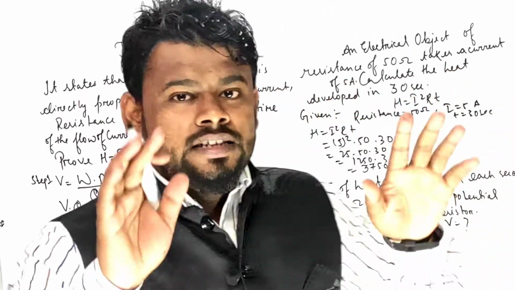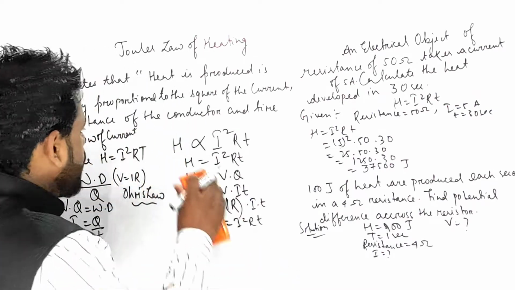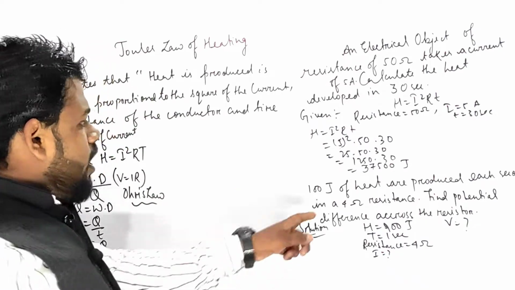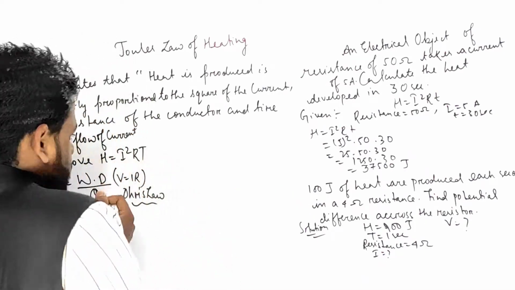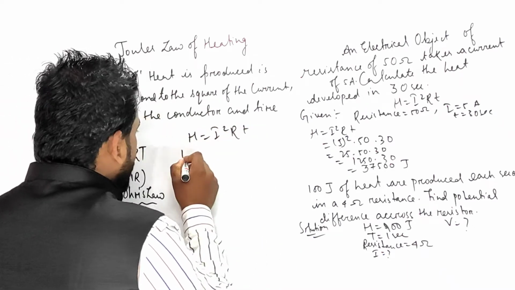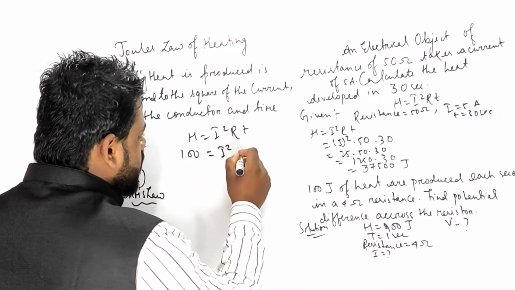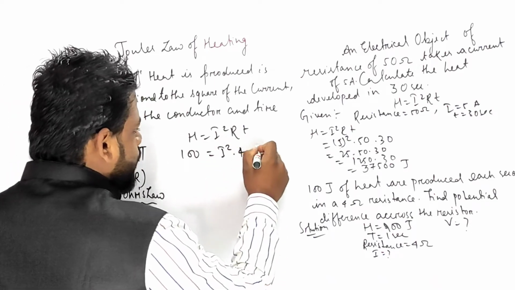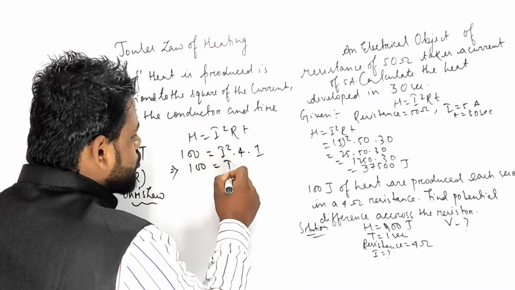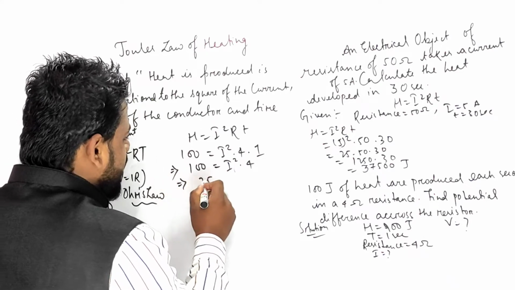V equals I R. Did you understand? If not, I will explain once more. Just look here. See, very interesting as well as important. It is given 100 joule of work. Now H equals I squared R T. H is given, 100 joule equals I squared, R is given 4, so I write into 4. Time is given 1. So 100 equals I squared into 4, so I squared equals 100 divided by 4.